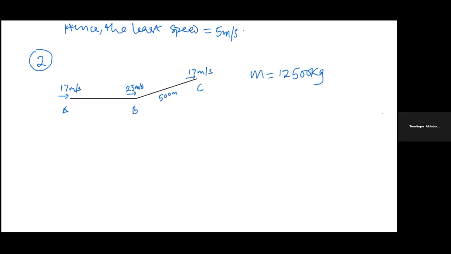The length of BC is 500 meters. The speeds of the lorry at A, B, and C are 17 meters per second, 25 meters per second, and 17 meters per second, respectively.